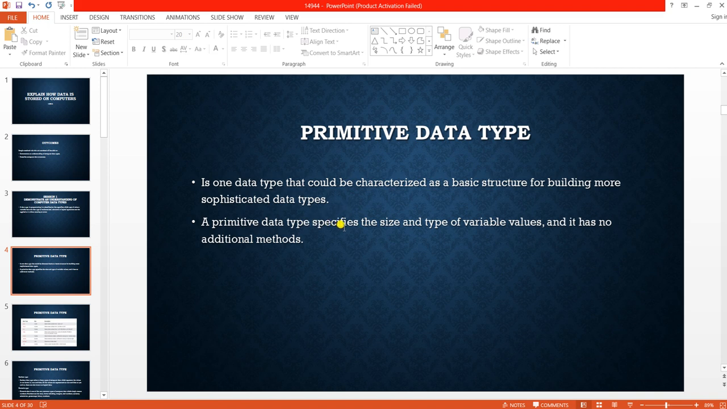It depends on the size and the type of the variable values, and it has no additional methods. So let's look at what they mean by these primitive data types, because the next question would be, what are these primitive data types? What do they mean by the primitive data type?